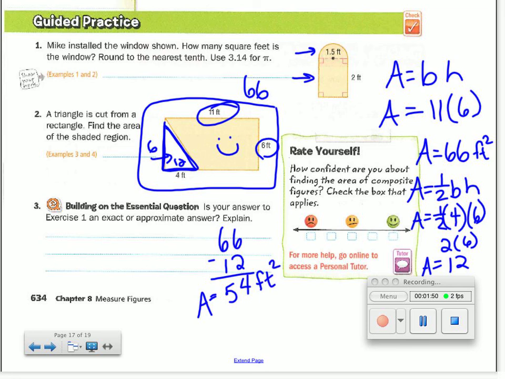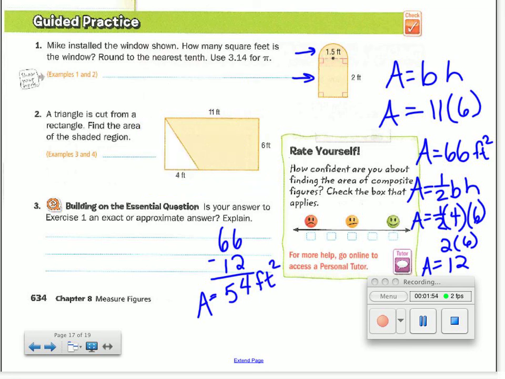Let me show you, though, I can see a shortcut to this one. I can actually tell that this shape here is a trapezoid. I know one of my bases is 11. What would this base be? Does anyone know what that one would be? 7, because if the whole thing is 11 and you take 4 off, you're left with 7, and the height is 6.